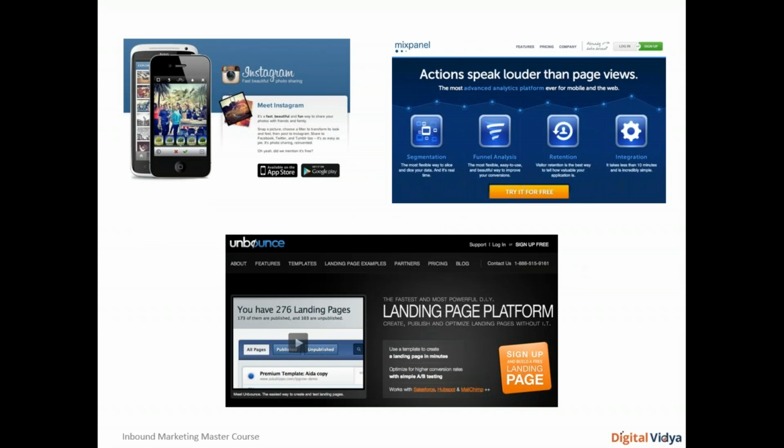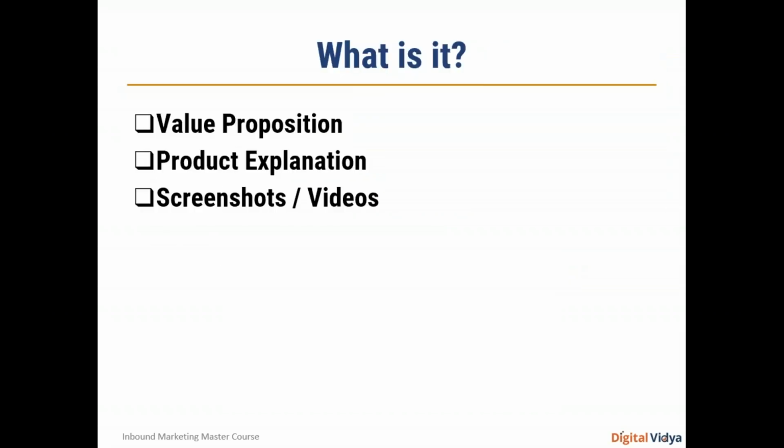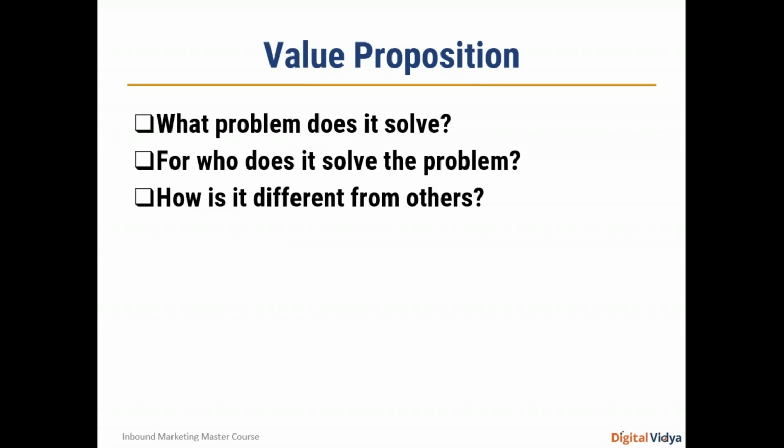So let's look at a few examples. You need to have these things on a website, on a landing page, right? Value proposition followed by product explanation, and you should have screenshots and videos to help explain your product. What is your value proposition?